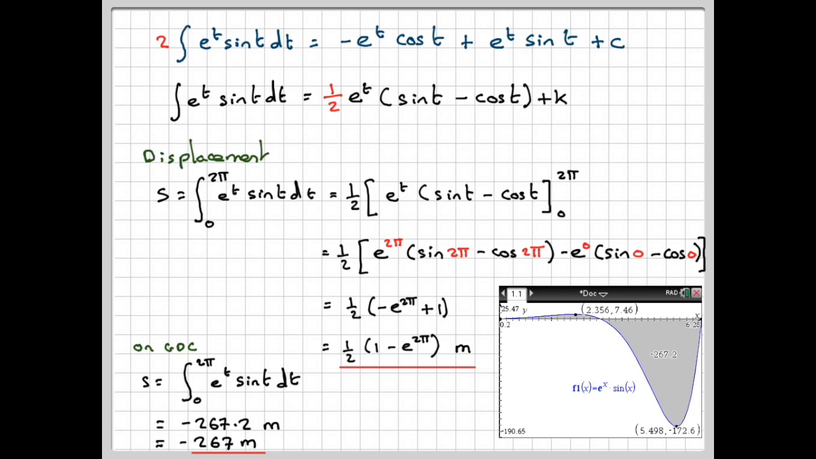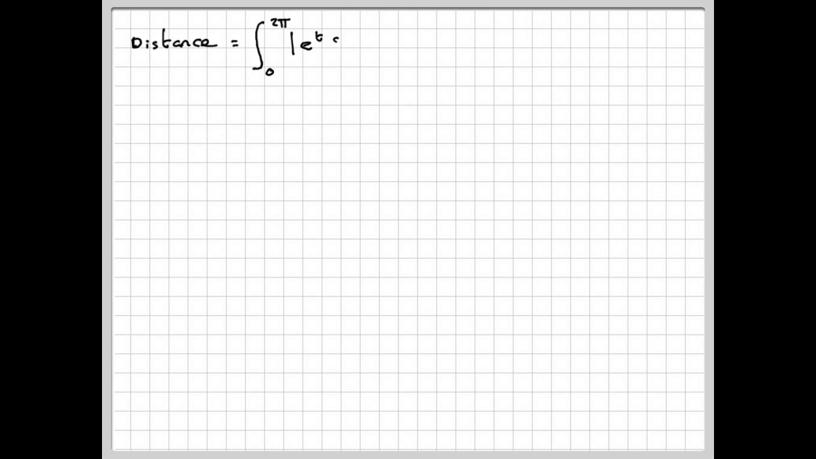Now for distance, you have to take into account whether the area is above and below, and change the negative part to being positive. So one way around that is to get the calculator to integrate from 0 to 2 pi of the absolute value of e to the t sine t dt. So we've got from 0 to pi, this is the same as doing the integral from 0 to pi of e to the t sine t dt, instead of adding it, doing minus the integral from pi to 2 pi of e to the t sine t dt. If you do it manually, you'll have to do that.